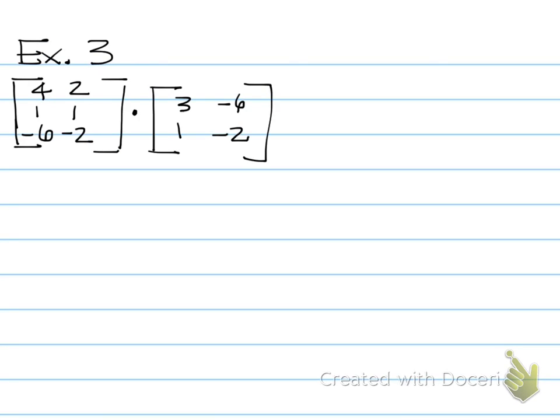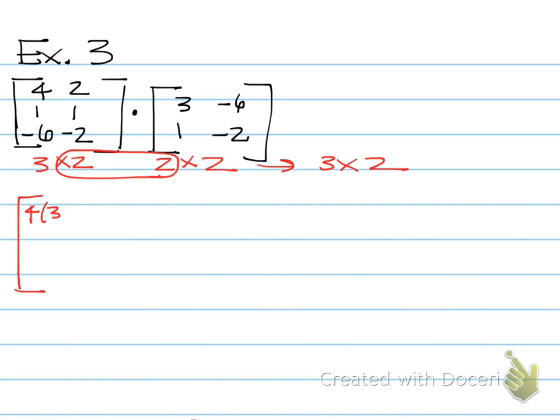And now we're going to multiply these two matrices. First thing we want to check is make sure that the dimensions are correct, and we can actually multiply these matrices. First matrix is a 3 by 2. Second matrix is a 2 by 2. As you can see, the middle numbers are the same, so we're good to go to multiply these matrices, and our resulting matrix will be a 3 by 2 matrix.